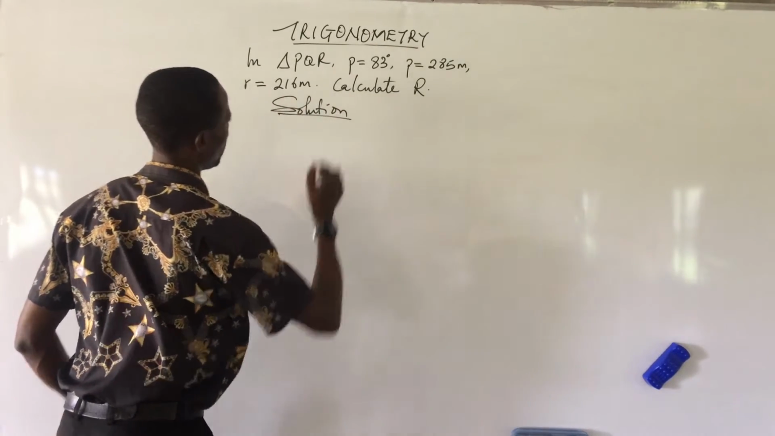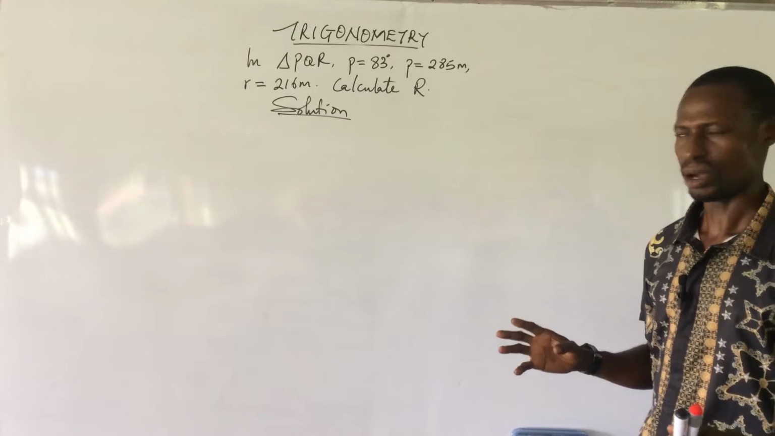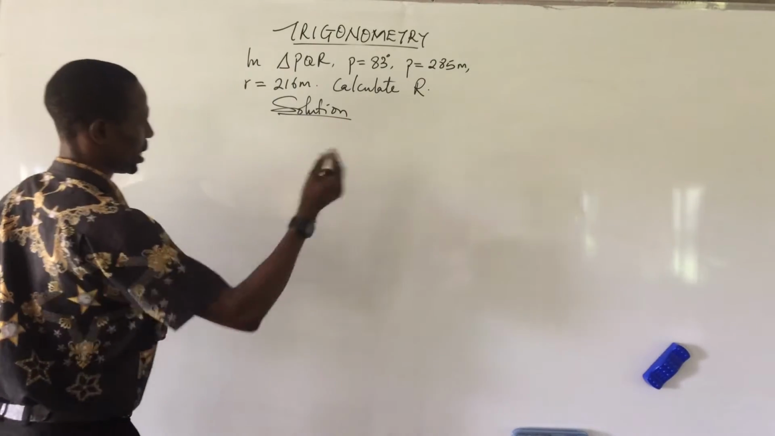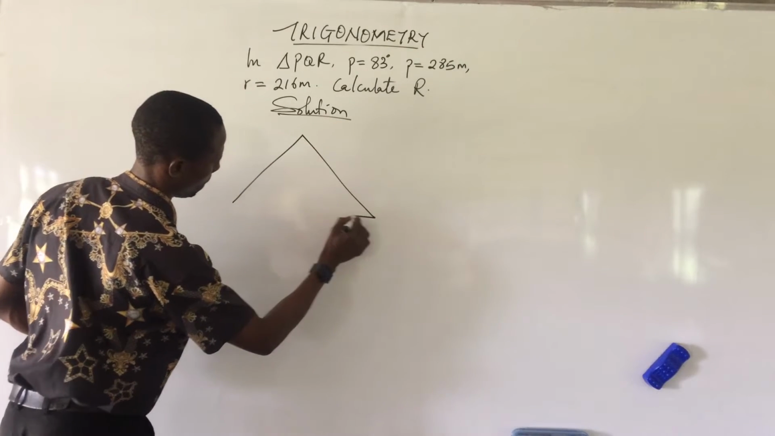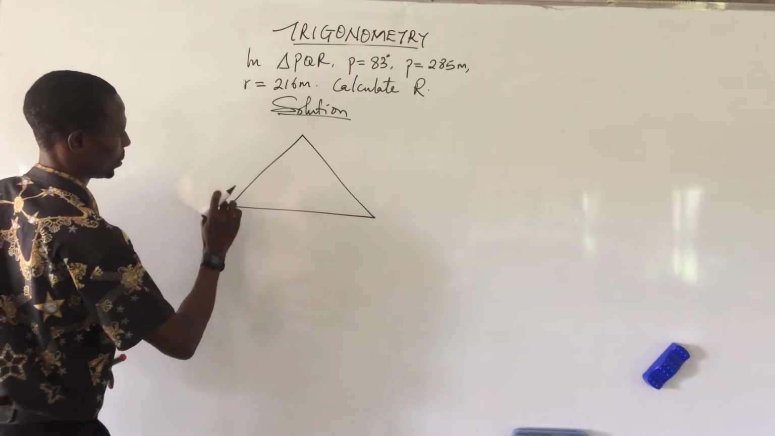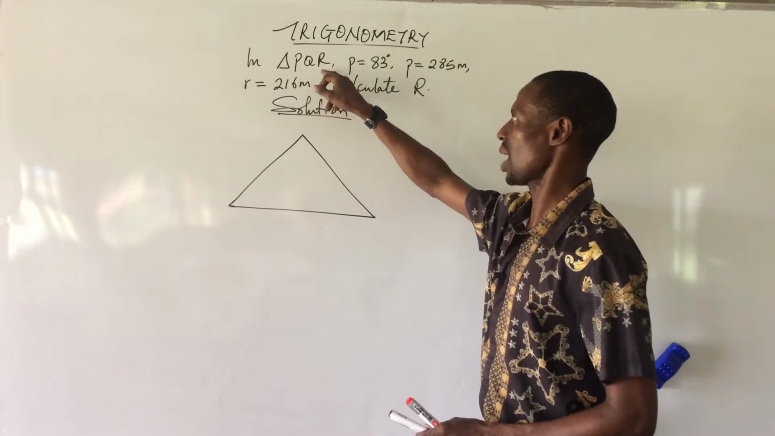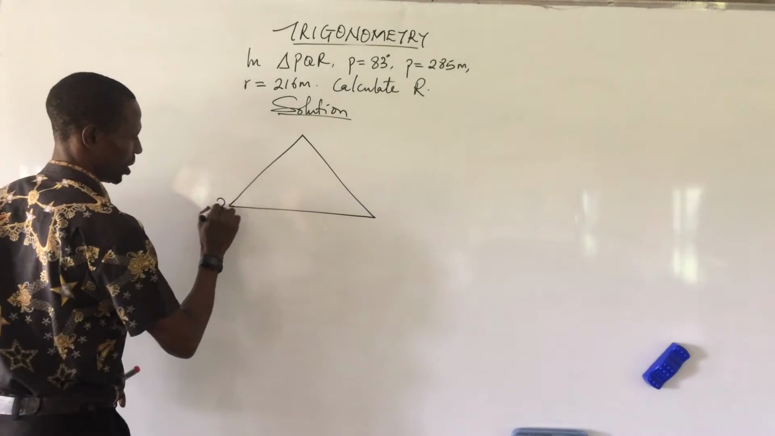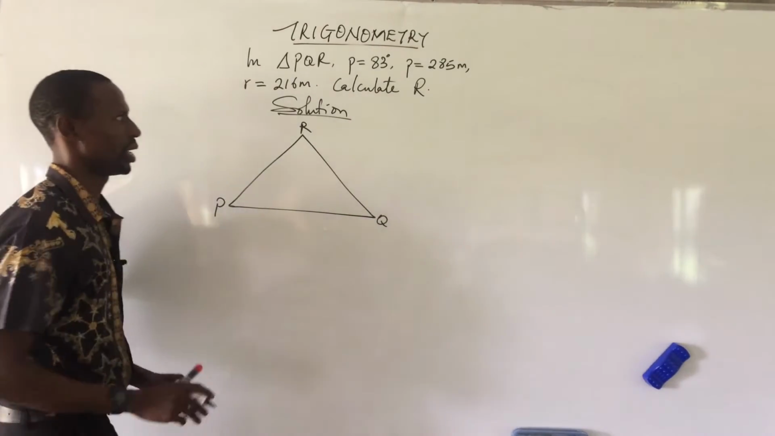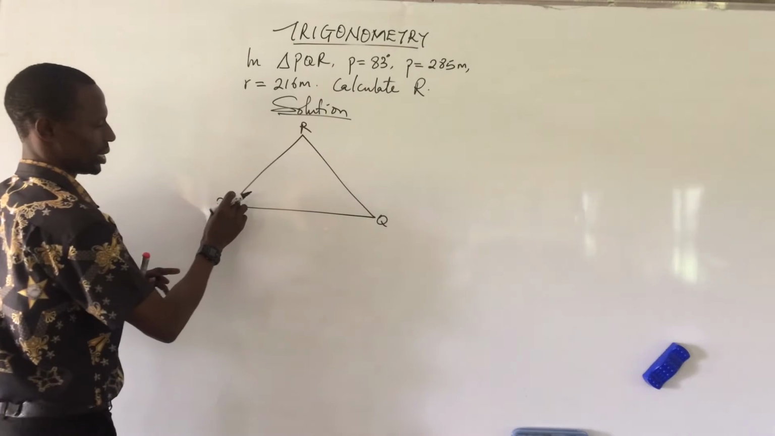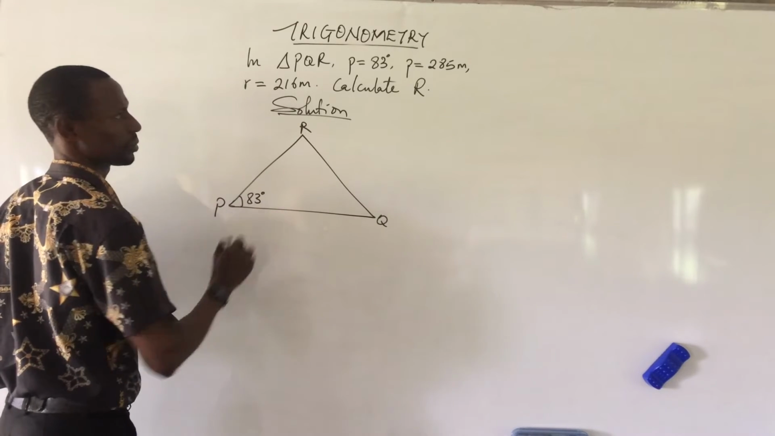Solution. The number one thing we do here is to sketch out the diagram, the triangle, and input the values. So let's sketch out our triangle. All right, this is our triangle. So we can put in these values, P, Q, R. Let P be here, this is Q, and this is our R. Angle P is this side of the triangle, so we input the 83 degrees.